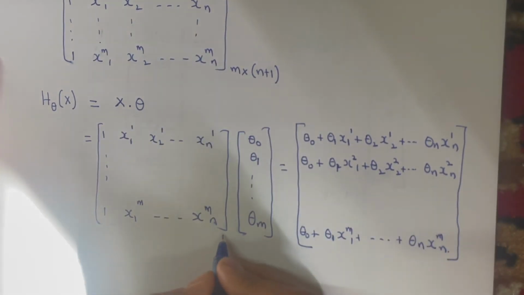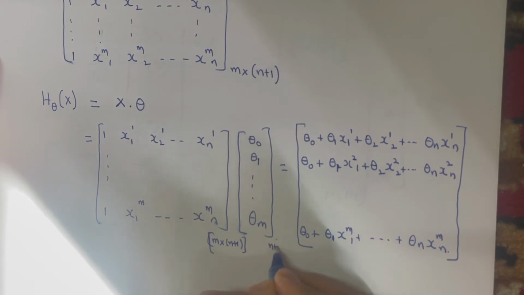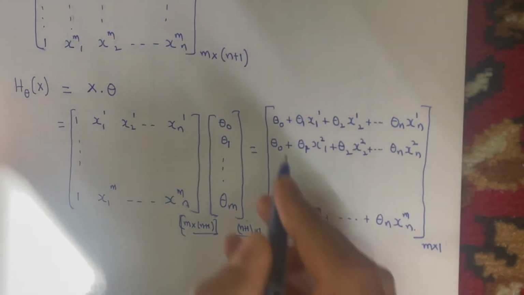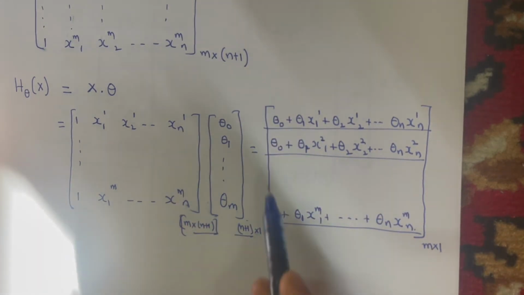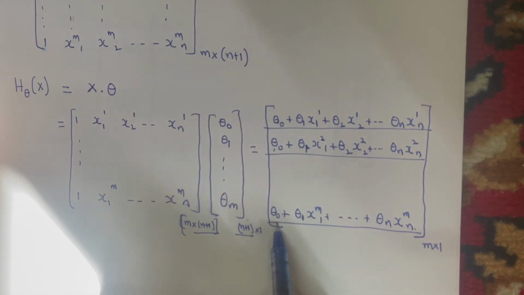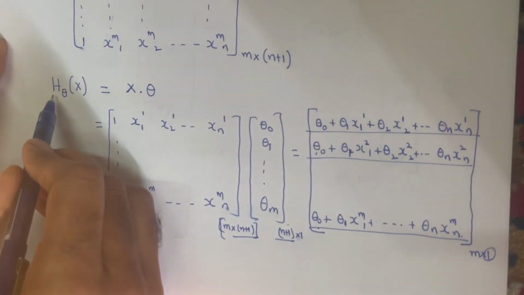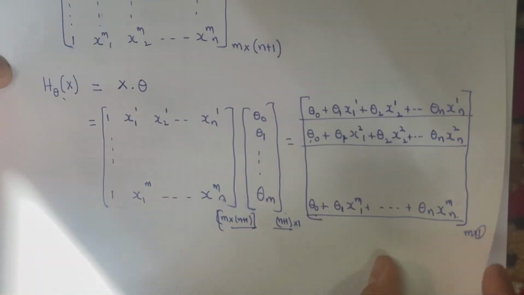So you can also check the dimensions. This was m cross n plus 1 and this was n plus 1 cross 1, and the final dimension here will be m cross 1. So there are m rows, 1, 2 up to m, and only one column. And it is equal to h of theta x. What was h of theta x? You can see h of theta x was this.